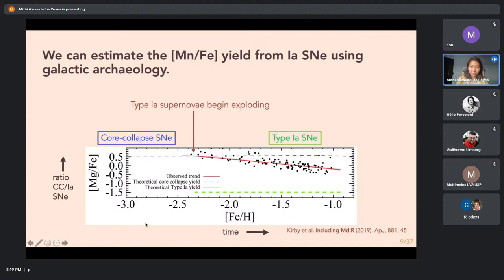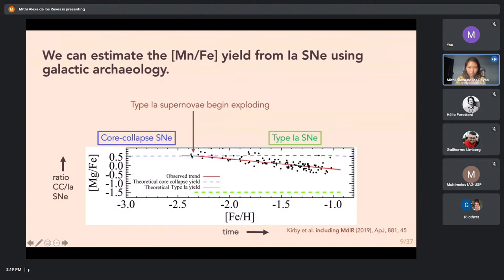So you can really just think of this x-axis as a time axis. On the y-axis, I'm plotting the magnesium over iron. So this is magnesium, not manganese. And the magnesium over iron ratio is really a tracer of the ratio of core collapse to type 1a supernovae. And this is because magnesium is what we call an alpha element, which is predominantly produced by core collapse supernovae.